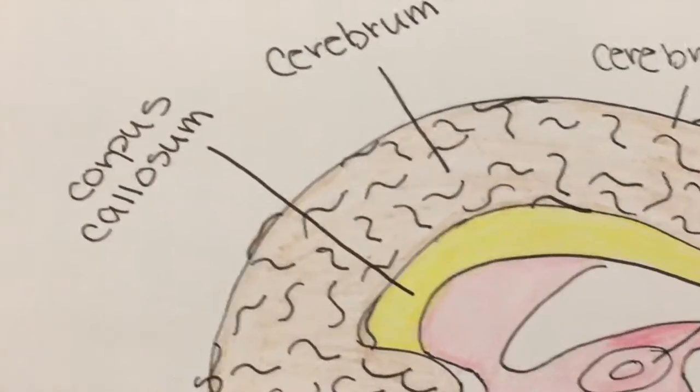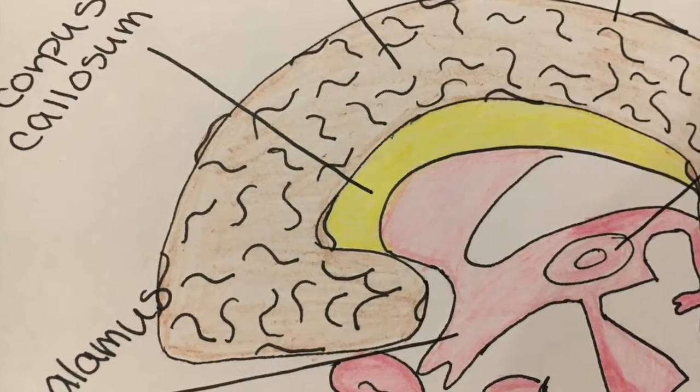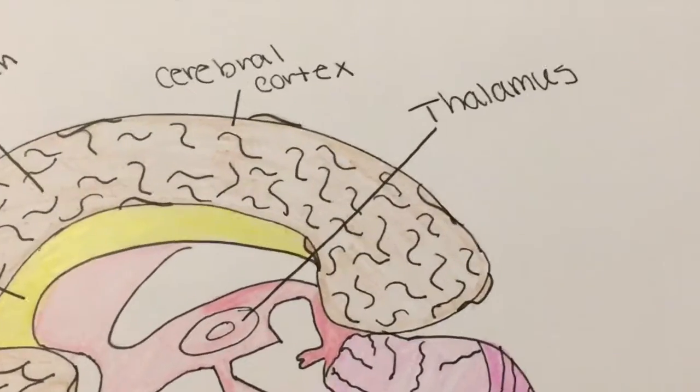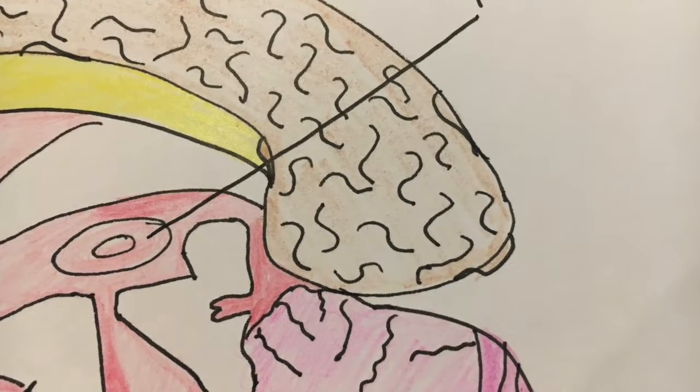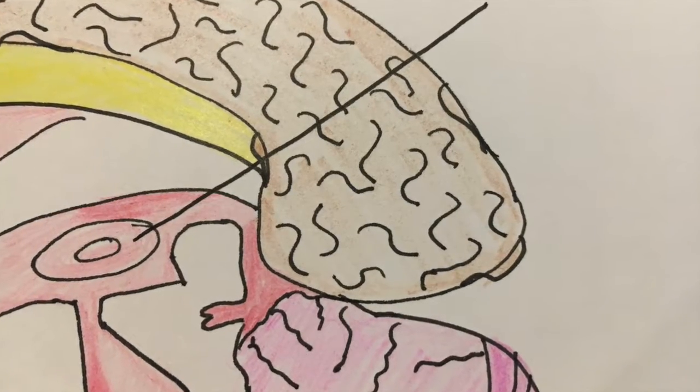The corpus callosum. Nerve fibers that join the two hemispheres of the brain. The thalamus. Relays sensory information and acts as a center for pain perception.